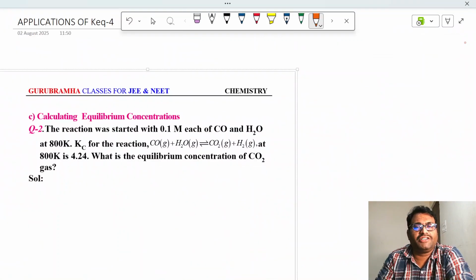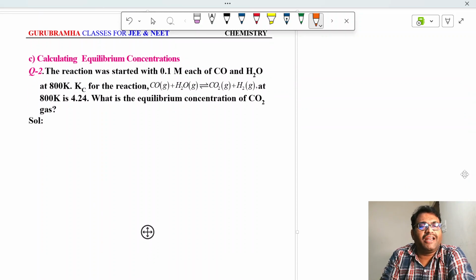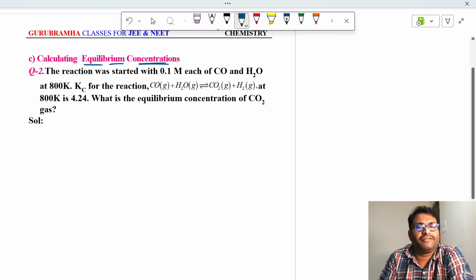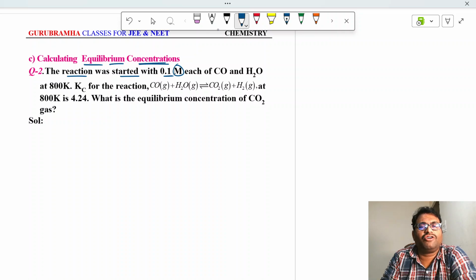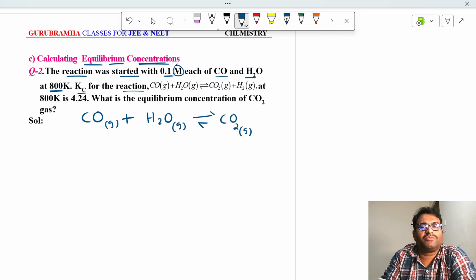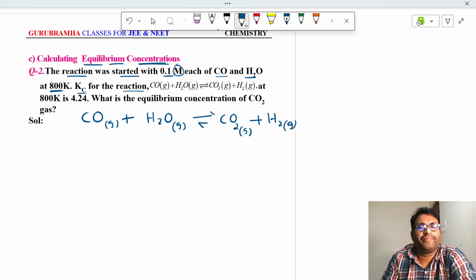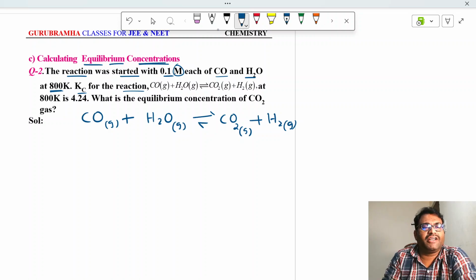Next application, third application is, what is the third application? We can calculate the equilibrium concentrations. Okay. So the reaction was started with 0.1 mole each, 0.1 molar concentration each of carbon monoxide and water at 800 Kelvin. Kc for the reaction is given. What is that reaction? CO gaseous plus H2O gaseous gives rise to CO2 gaseous plus H2 gas. Okay, this is the reaction. And Kc is given for this reaction. How much? 4.24. What is the equilibrium concentration of CO2?